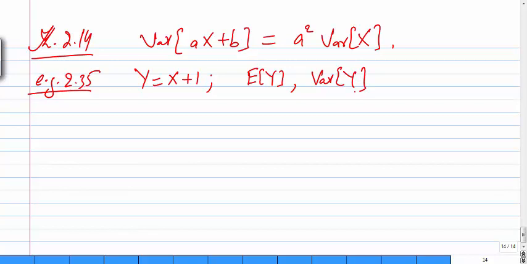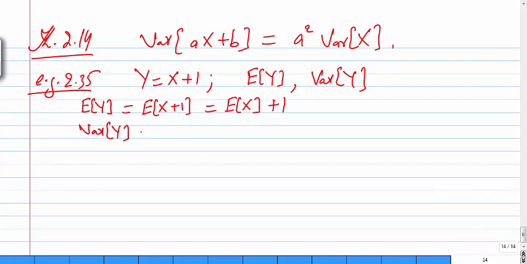Now if we try to solve this, we know that expected value of Y is equal to expected value of X plus 1. If we apply the theorem on expectation, it becomes expected value of X plus 1. Now if we want to calculate the variance, variance of Y is equal to the variance of X plus 1. We apply theorem 2.14, so it becomes variance of X.